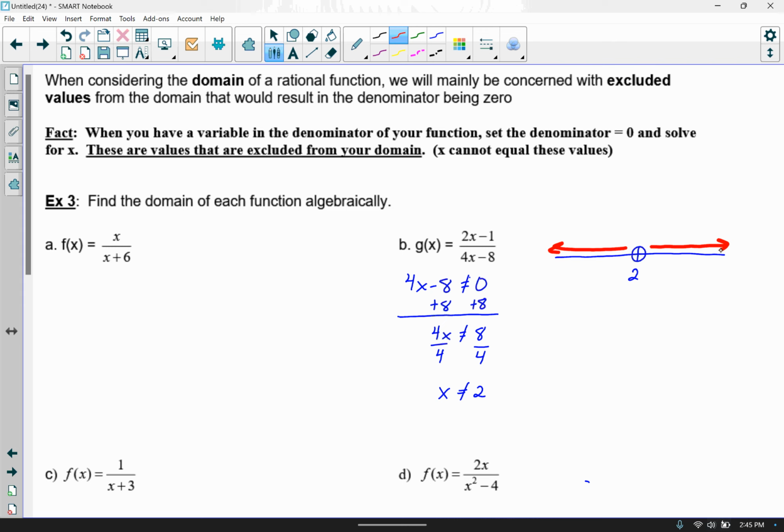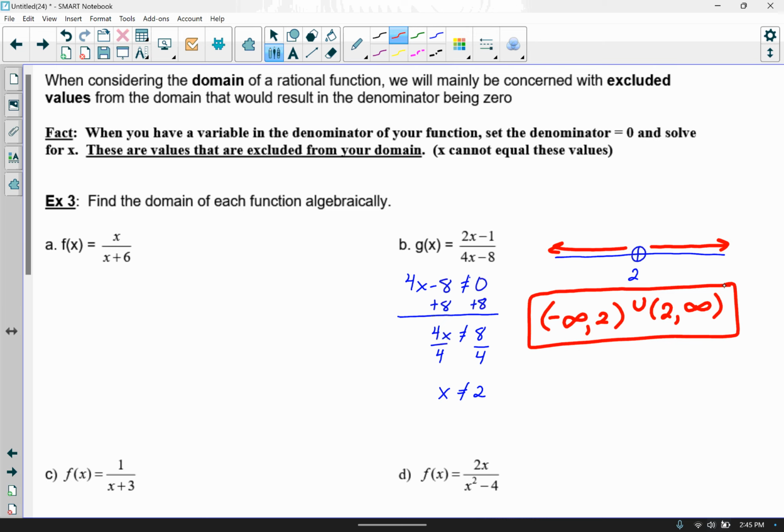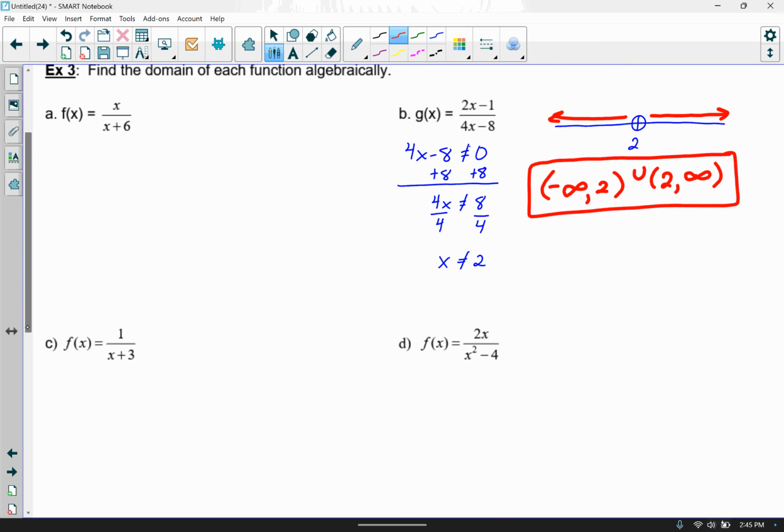So think about if you were to graph it, we would probably be looking at a vertical asymptote like we saw in the previous examples. There's also such a thing as a hole in your graph as well, and you'll talk more about that in your pre-calculus. So now I just want to put interval notation to those two pieces. So the left-hand side is coming in from negative infinity and stops at 2. And then the right-hand side picks up on the other side of 2 and goes to the right forever, 2 to infinity. That would be the domain of this rational function. Okay? All right, let's come on down and do letter D.